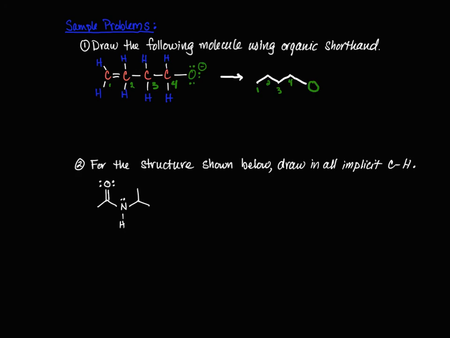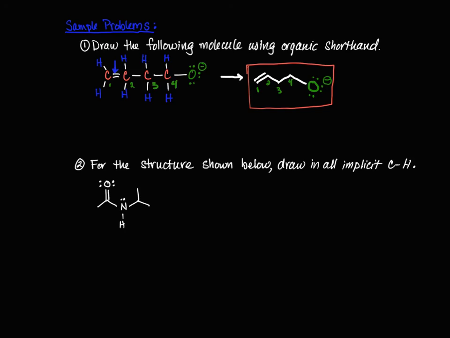If we look at the original structure, we've got a carbon-carbon double bond between carbons 1 and 2. So I'm going to go ahead and add in that double bond, right? And then we will add in all of the lone pairs onto the oxygen. It has 3 sets of lone pairs, giving it an overall -1 formal charge. And then again, we're not drawing in any of the hydrogens, so this structure here would be our final answer in organic shorthand.